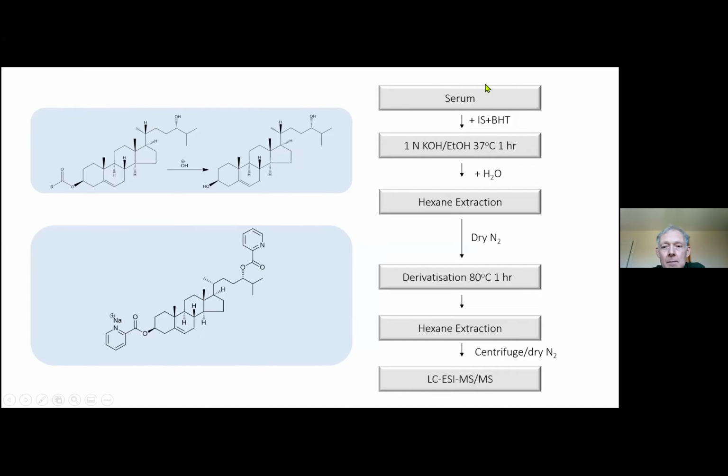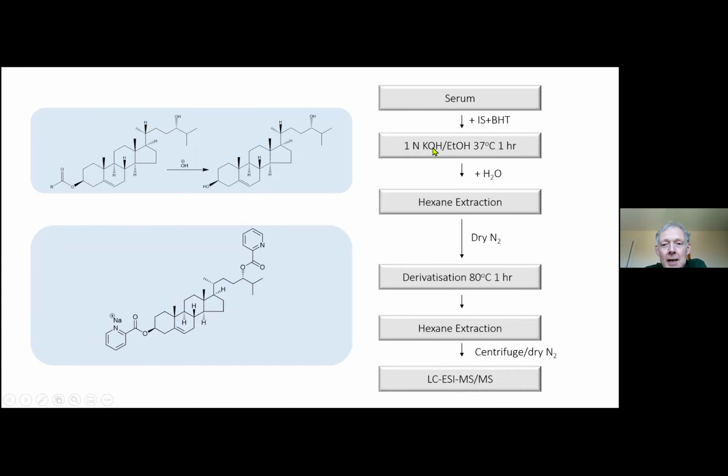So serum, again, we've got BHT and added that internal standard at the beginning. As we discussed yesterday, it's really important when you're adding your internal standard to add it as soon as possible, so you maximize your correction for sample loss. So you've added your internal standard.